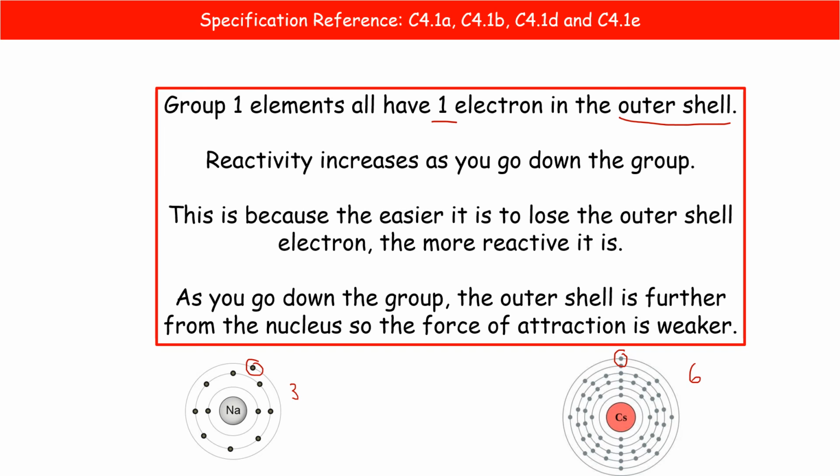So if they ask you to explain why group 1 get more reactive the further down we go, we need to talk about the fact that it's easier to lose the outer shell electron because that outer shell is further from the nucleus, so there is a weaker force of attraction between the nucleus and the outer shell electron.